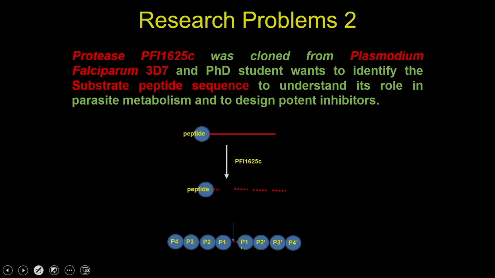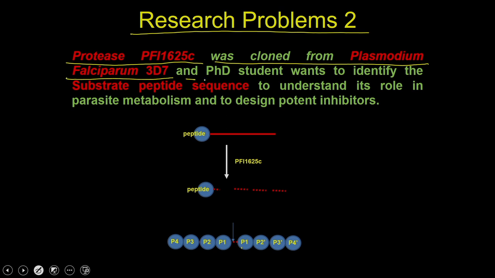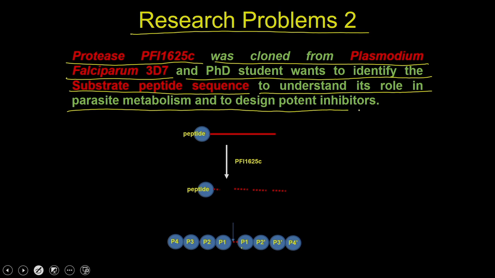Now the research problem 2. Research problem 2 is, there is a protease called PFI1625C that was cloned from Plasmodium falciparum 3D7, and the PhD student wants to identify the substrate peptide sequence to understand its role in parasite metabolism and to design a potent inhibitor. So in this case, the problem is that you have a peptide sequence.